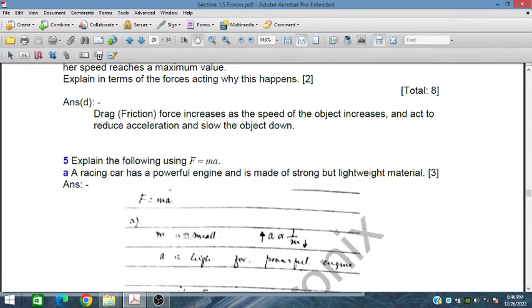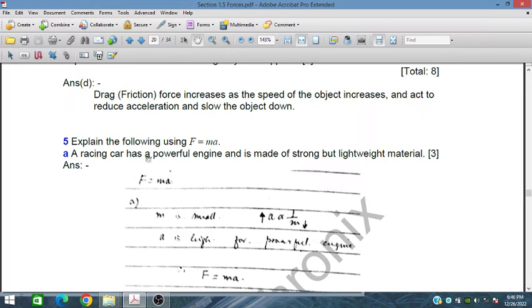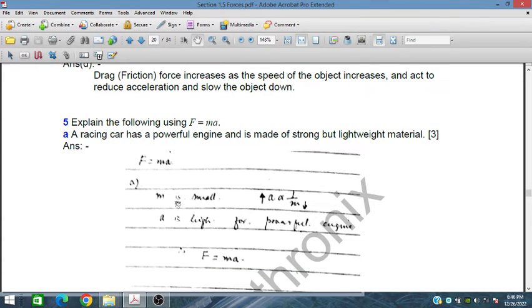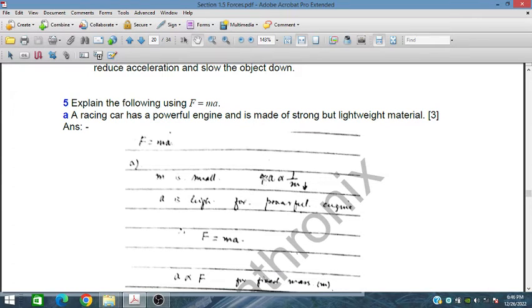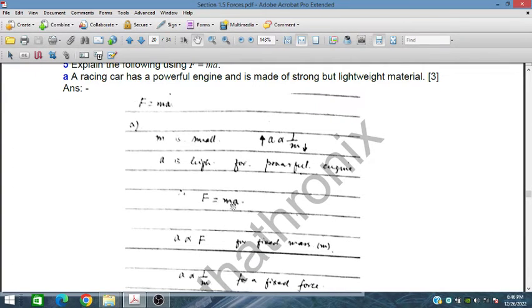Explain the following using F = ma. A car has a powerful engine and is made of a strong but lightweight material. So F = ma. m is small, so if m is small, acceleration will be high. a is high for powerful engines. Therefore a is proportional to F. If force increases, acceleration increases.